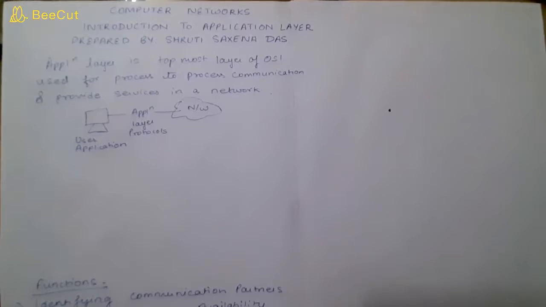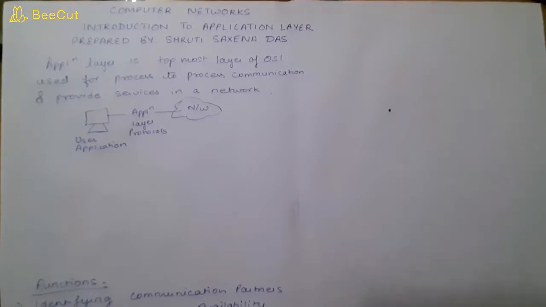In today's video we are going to discuss the application layer. Application layer is the seventh layer of the OSI model. That's why we call it the topmost layer or desktop layer, because the user directly uses this application layer. That's why it is known as the desktop layer also.